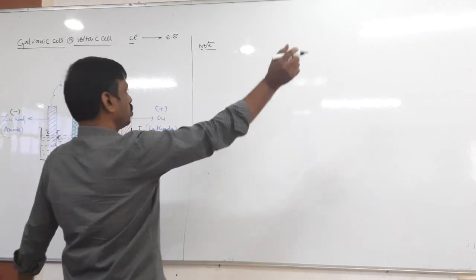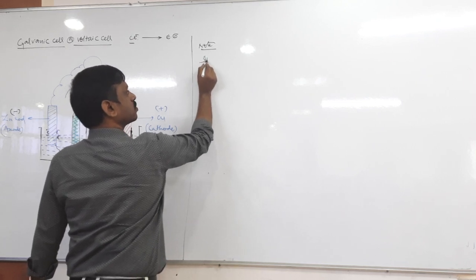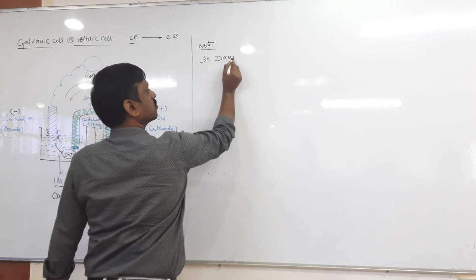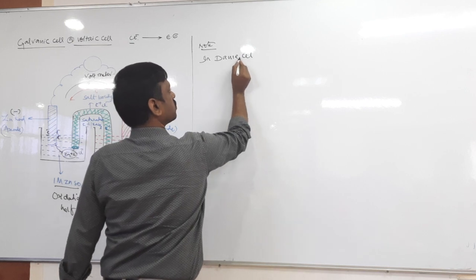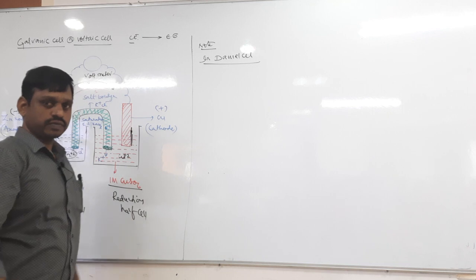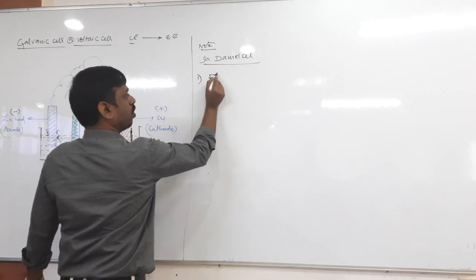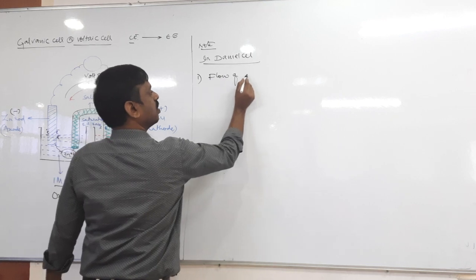Okay, so take one note. Write down, all of you. In Daniell cell, okay, one, what is the flow of electron?